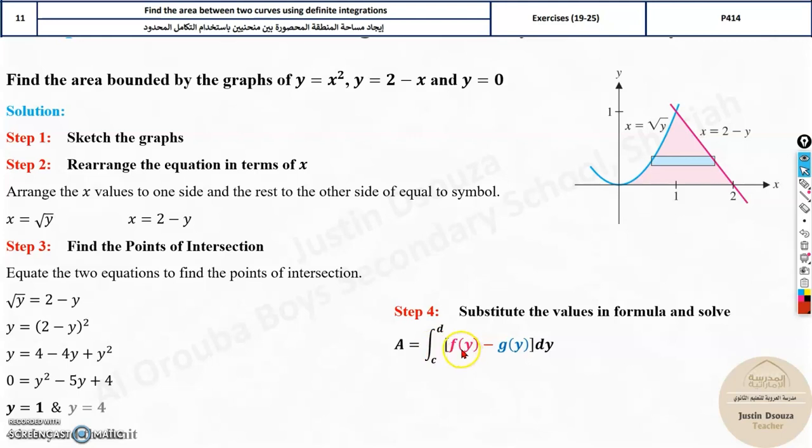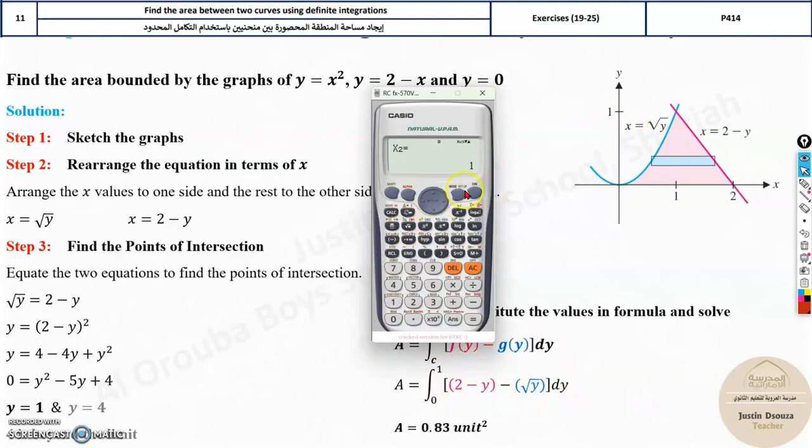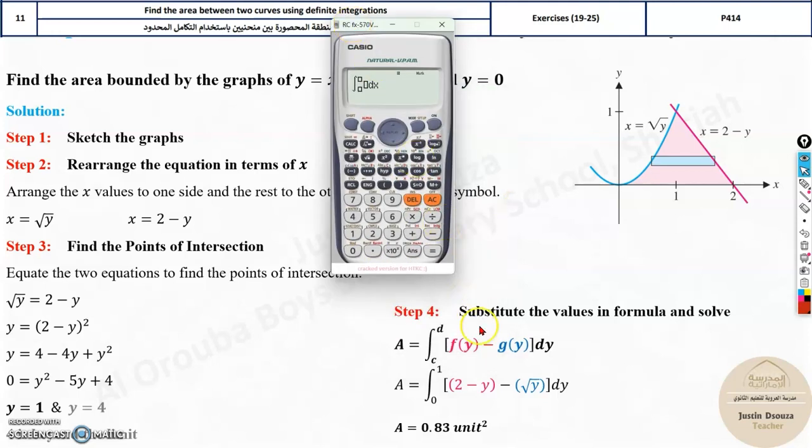This was the formula we saw, integral from c to d of f of y minus g of y dy. All you do is, what is the right function? Right is 2 minus y minus square root y dy from 0 to 1. Put it in the calculator. It is very straightforward. Use this symbol over here, the definite integral.